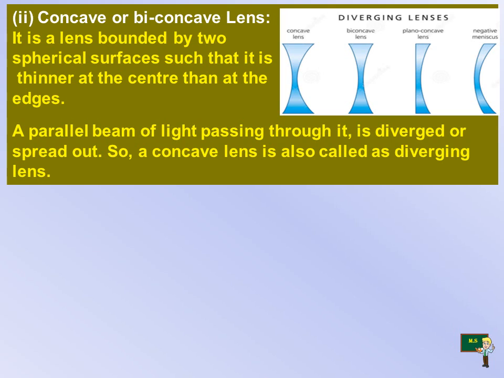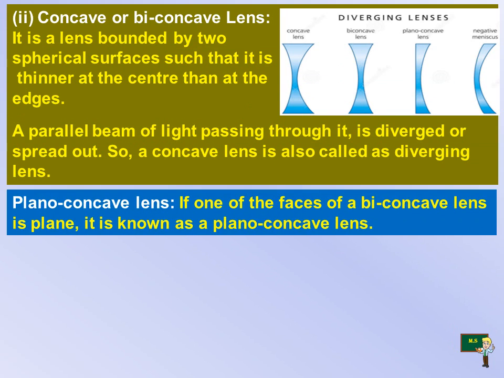This diverging concave lens forms a virtual image. But in a convex lens, we can see the real image. In a concave lens, we can see the virtual image. Its principal focus is virtual and it is thicker at the corners and thin at the middle. It also has other names like biconcave lens, plano-concave lens and negative meniscus. If one of the faces of a biconcave lens is plane, then it is known as a plano-concave lens.